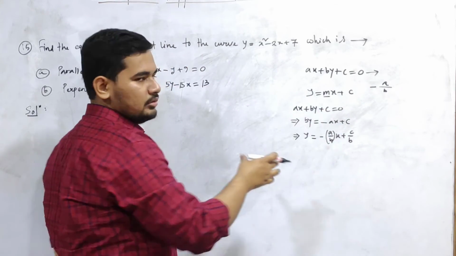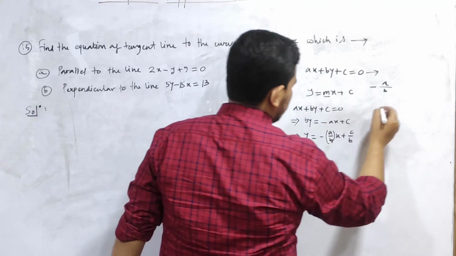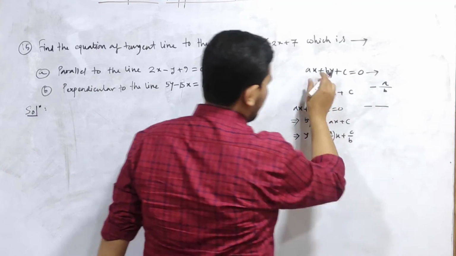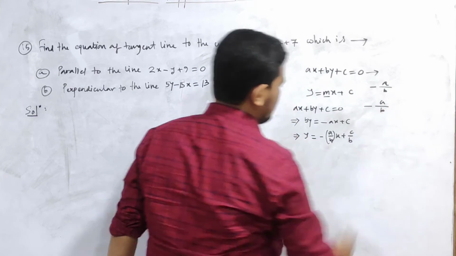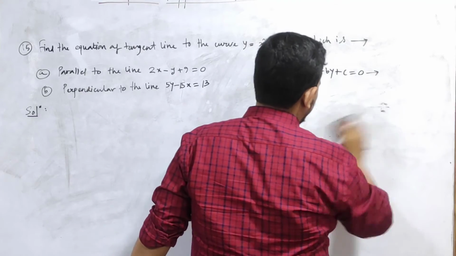So this is how you determine the slope, but in an exam you can always determine it quickly by writing negative first, then the coefficient of x divided by the coefficient of y. In this way you can quickly determine the slope of any straight line.